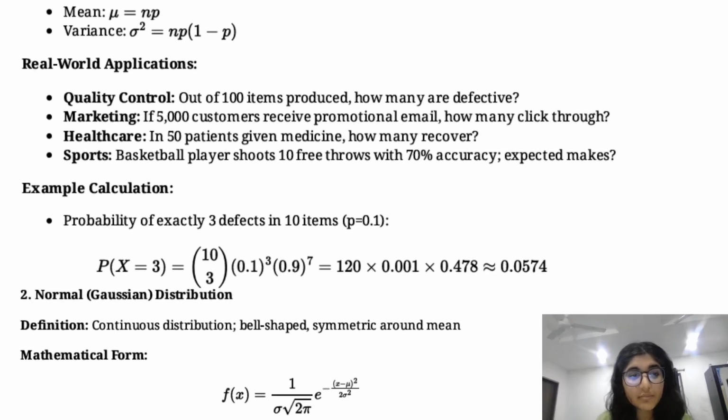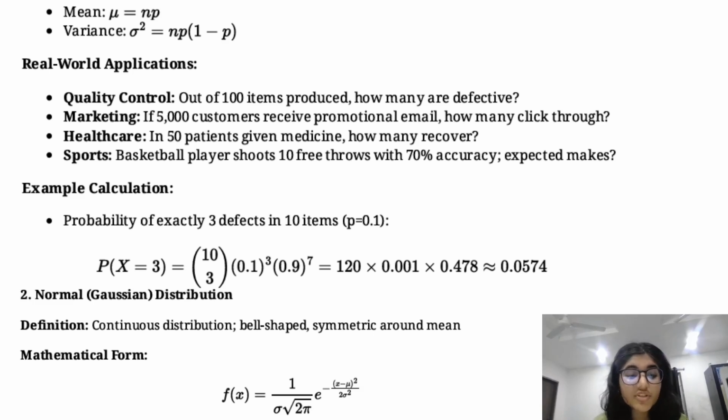Then we will calculate the mean and variance. The real world applications are quality control, marketing, healthcare, and sports. For the example calculation, we will put all these values in the formula discussed before. The value comes out to be approximately 0.0574. Then we will discuss the normal distribution.